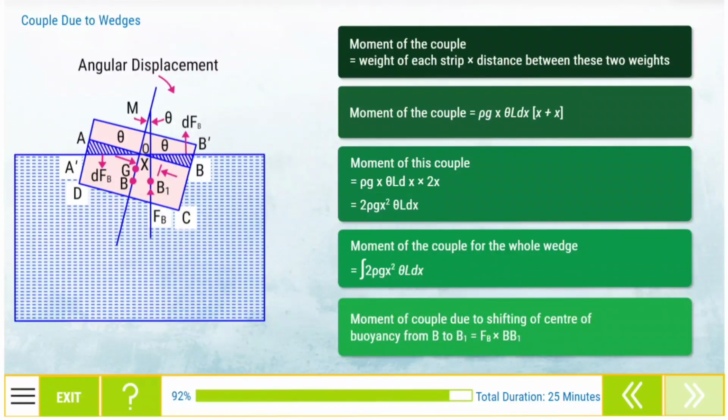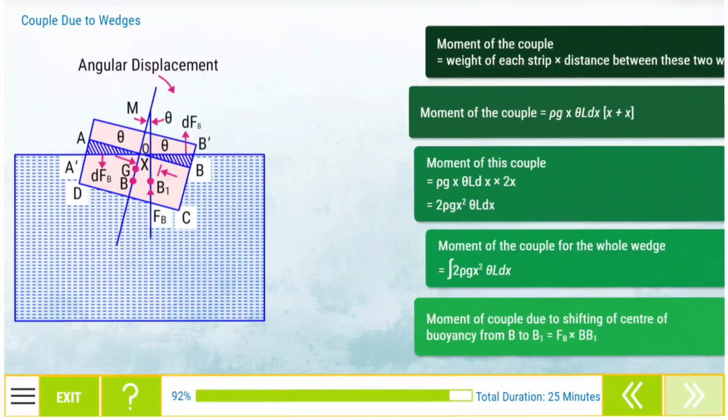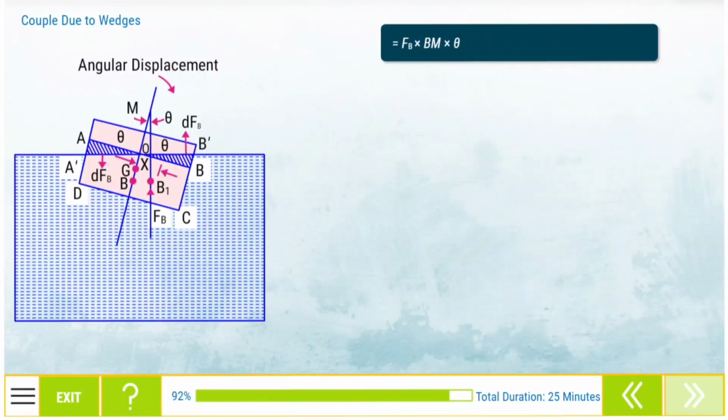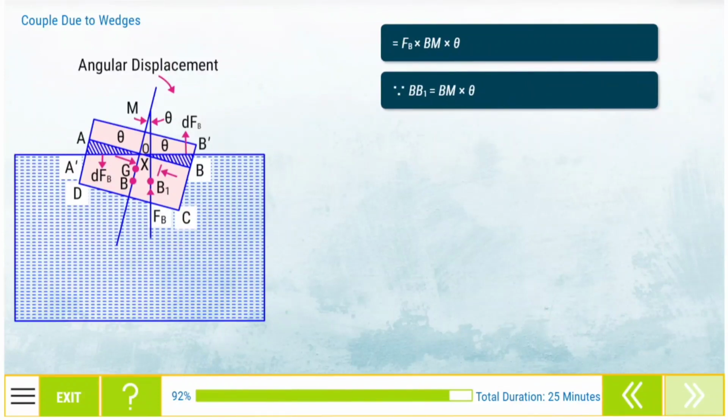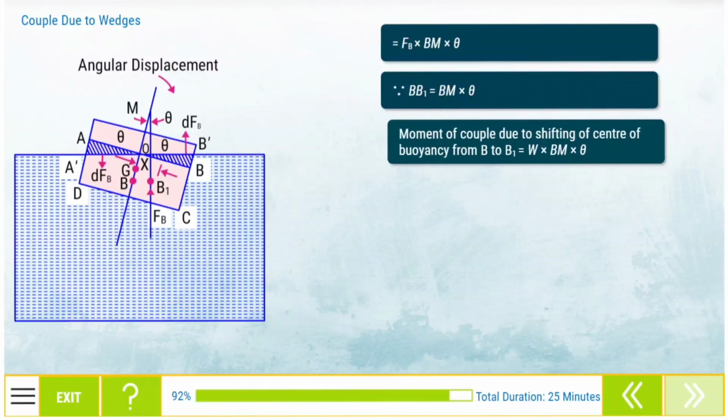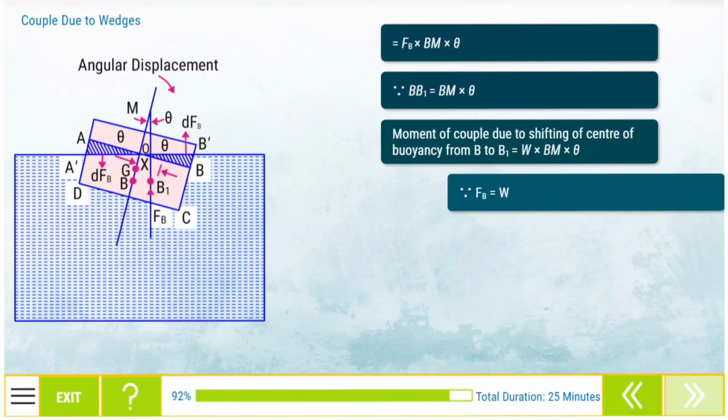The moment of couple due to shifting of center of buoyancy from B to B1 is equal to FB into BB1. This is equal to FB into BM into theta. This is because BB1 is equal to BM into theta if theta is very small. The moment of couple due to shifting of center of buoyancy from B to B1 in turn is equal to W into BM into theta. This is because FB is equal to W. However, these two couples are the same.